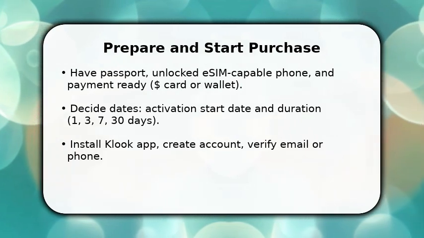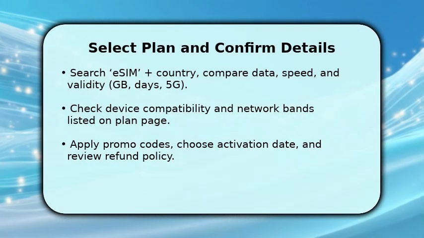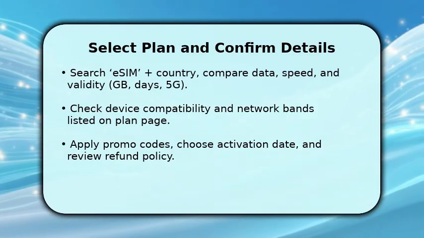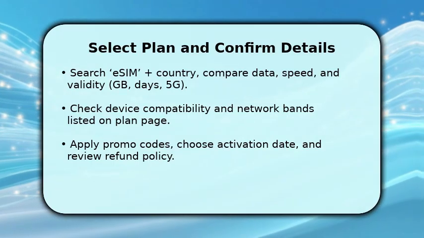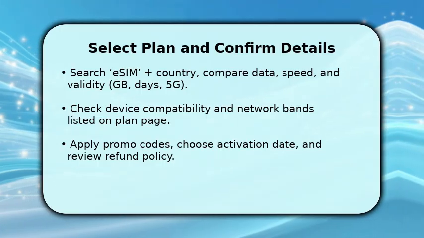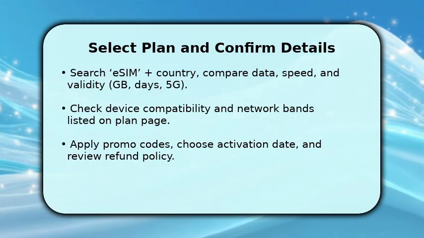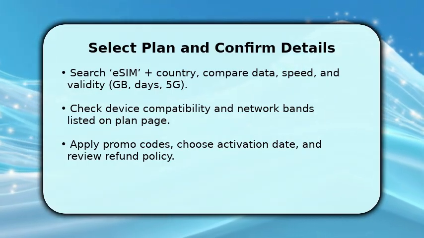You now search Klook for eSIMs for your destination and compare plans by GB, speed, and validity. Prioritize plans listing 5G or required bands if you need fast data. Once you pick a plan, tap Details to confirm device compatibility. This is crucial because different vendors restrict models.